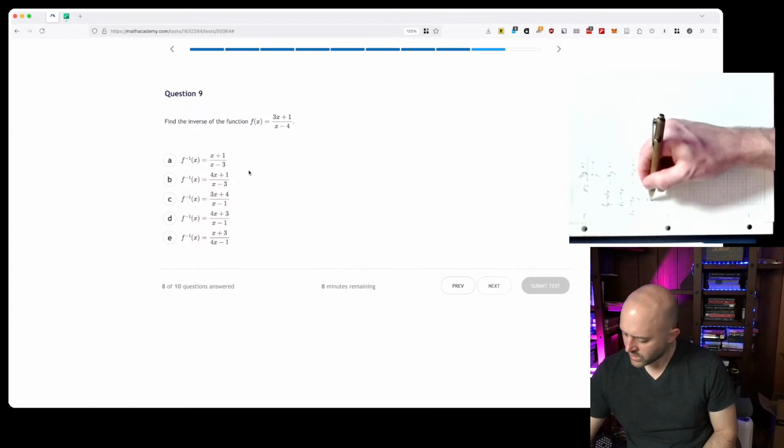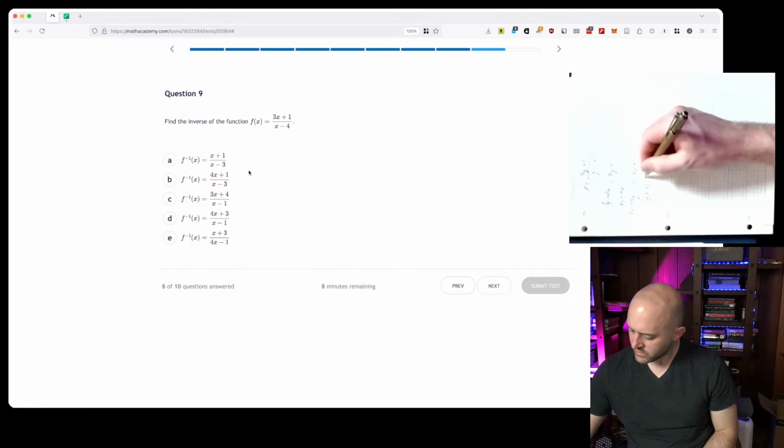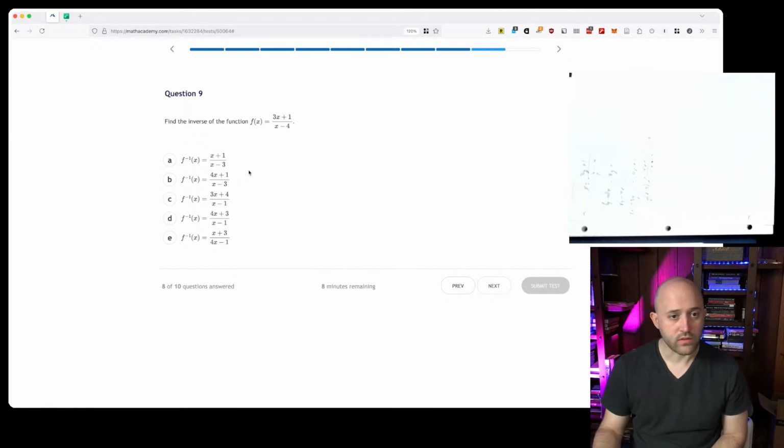Okay, so then y times x minus 3 is 4x plus 1, which I'll put over x minus 3 equals y. This is no longer equal. Okay, so 4x plus 1 over x minus 3.